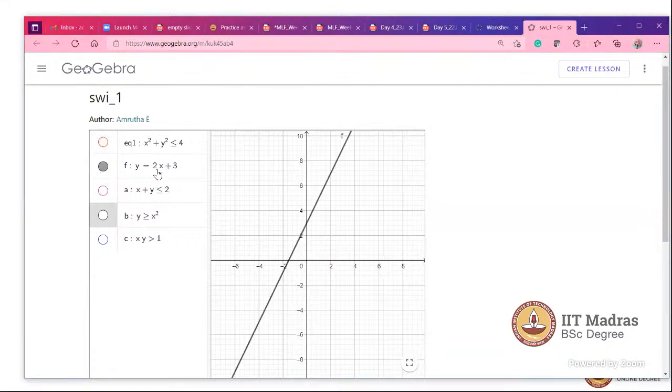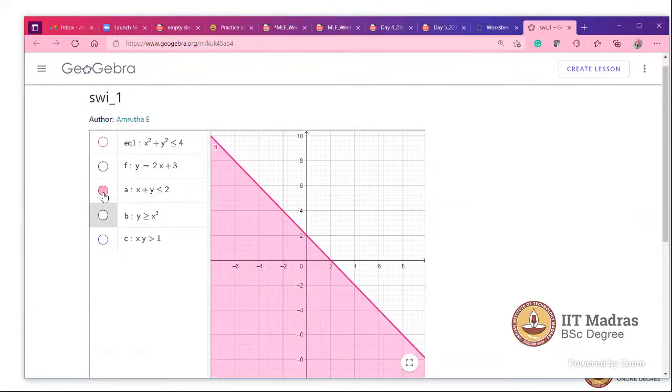And the second is simply a linear line. It can be convex or it can also be concave. That is the linear function. The third one is x plus y is less than or equal to 2. Here it is unbounded.